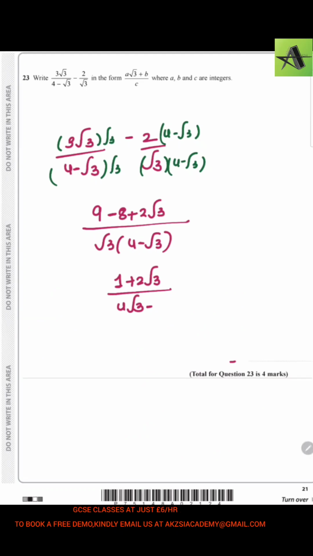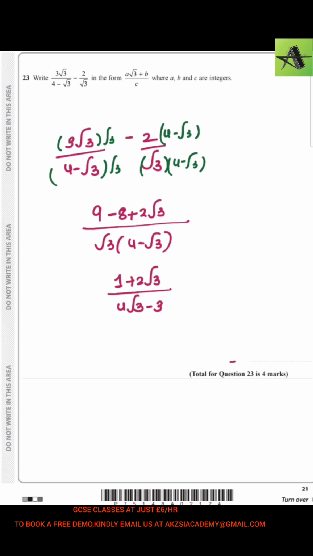And 3 root 3 times root 3 times root 3 is 3. Now clearly you can see that they want it in this format a root 3 plus b over c, where a, b, c are integers. That means they want an integer number in the denominator. But we have a third number. So we have to do rationalization. So rationalization is basically a process in which we convert the third number into an integer. If there's a third number in the denominator, we have to make it an integer.